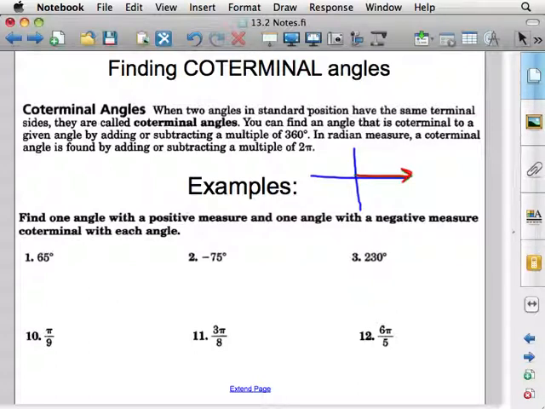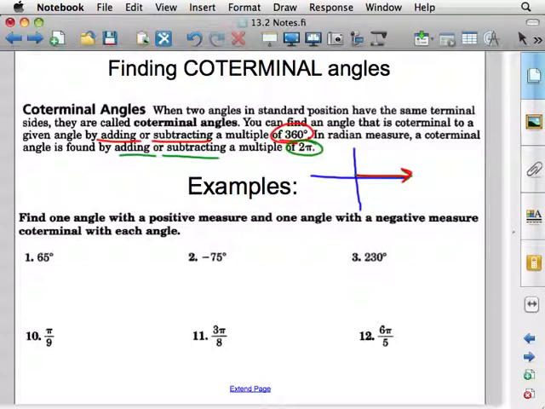So all we need to do to find coterminal angles is add or subtract multiples of 360 if you're in degrees, or add or subtract 2 pi if you're in radians. So we're going to jump right into our examples this time.